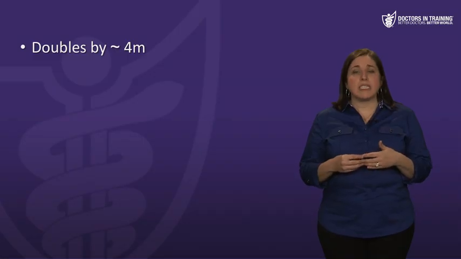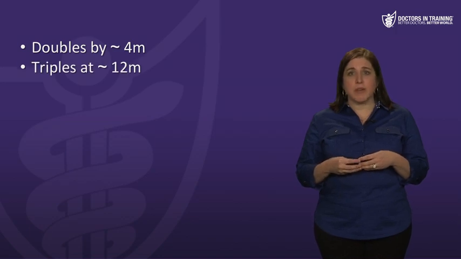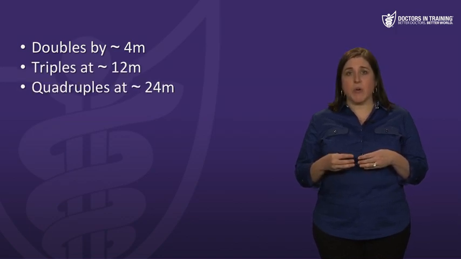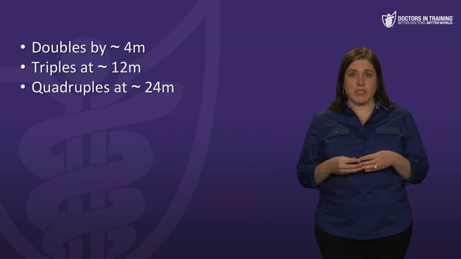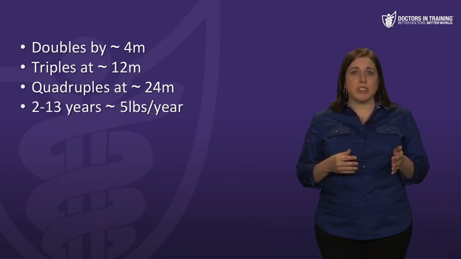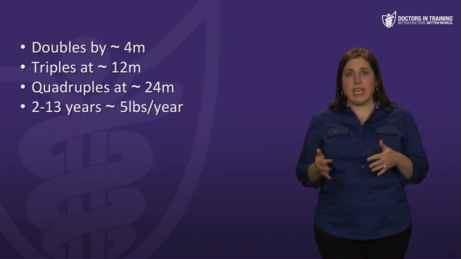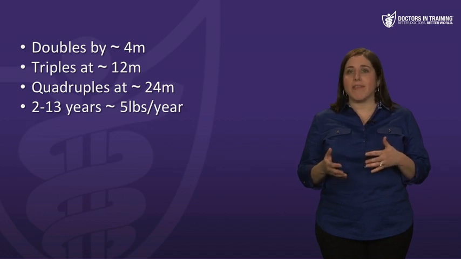Birth weight generally doubles by 4 months of age, triples by 12 months of age, and quadruples at about 24 months. From 2 years to adolescence, about 13, the annual weight gain is about 5 pounds a year.